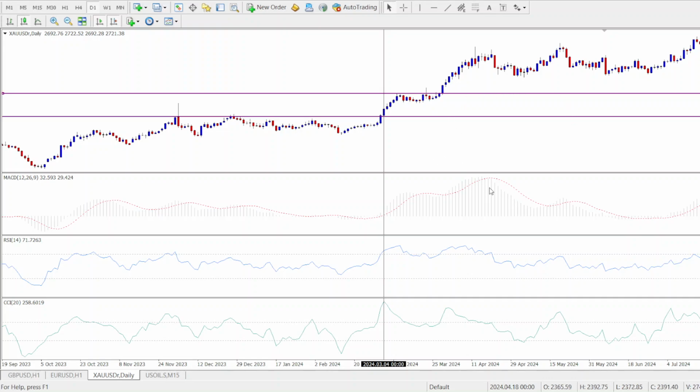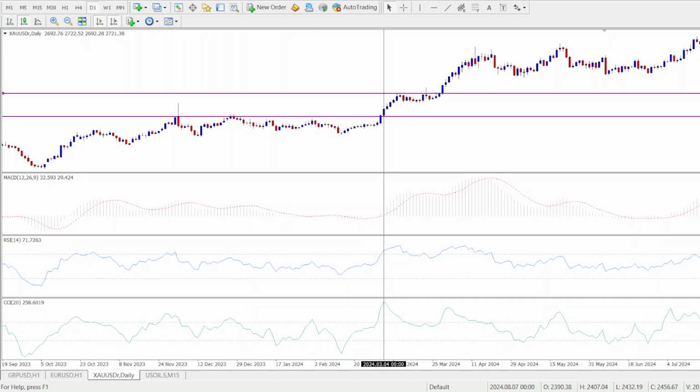So you can wait for the MACD to begin to point downwards, crossing over the histogram bars. You can see that the MACD line crossed over the histogram bars and began to point downwards. So that can be an exit signal. And then for the RSI, inside the overbought zone, beginning to cross downwards, and then the CCI beginning to cross downwards from the overbought zone as well. That can be exit signals for a buy.